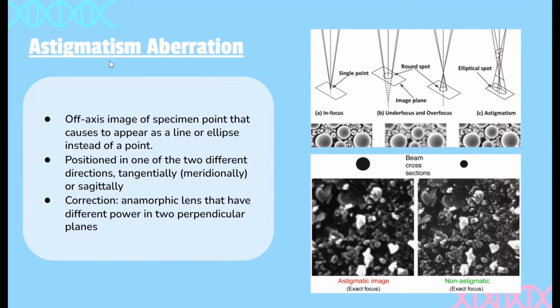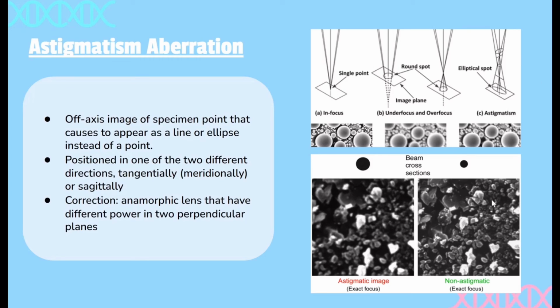Another common aberration is astigmatism aberration. Astigmatism aberrations are caused by the off-axis image of a specimen point that causes it to appear as a line or a clip instead of a point. As you can see in this diagram, when it is in focus, it appears as a single point. When it is under focusing or over focusing, it appears as a round spot. And when it has astigmatism, in this case, it appears as an elliptical spot.